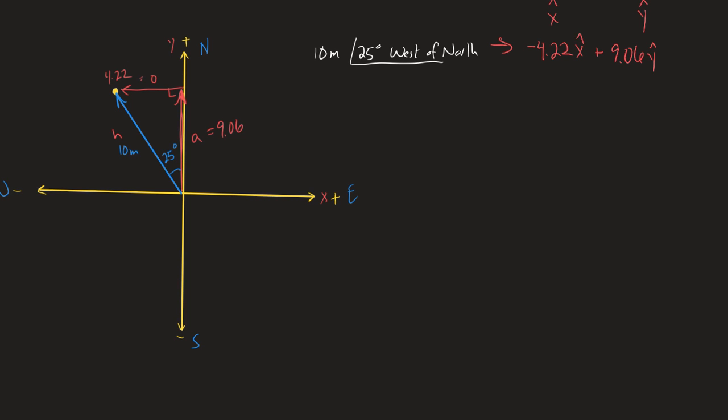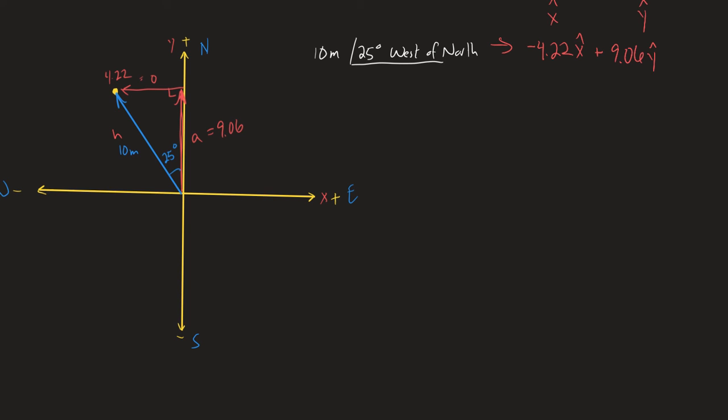Now, the reason why we have to learn how to do this is I'm going to be asking you to add and subtract and multiply and divide vectors together. And what you need to understand is that you can only operate on components of vectors. You can't operate on vectors directly. Meaning if you're asked to add two vectors together, you must first convert them to components. And then you can add X components together and Y components together. But you can't add two vectors together.